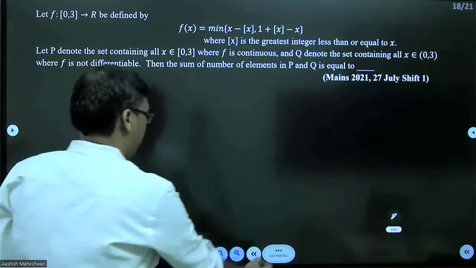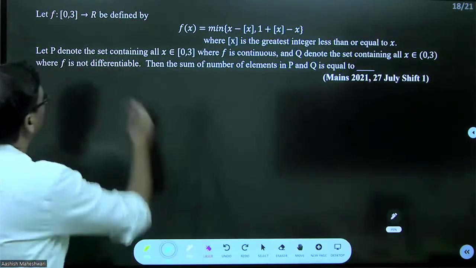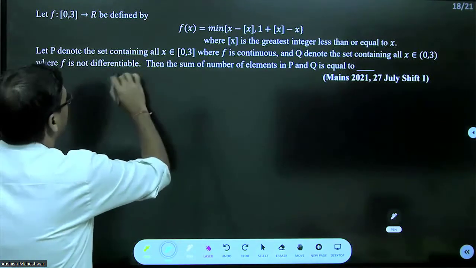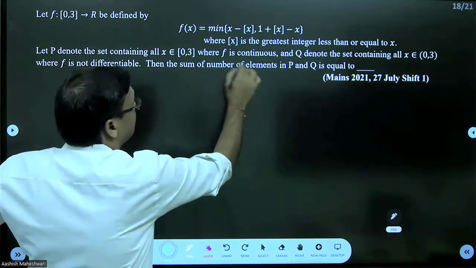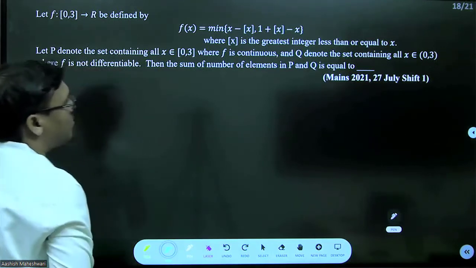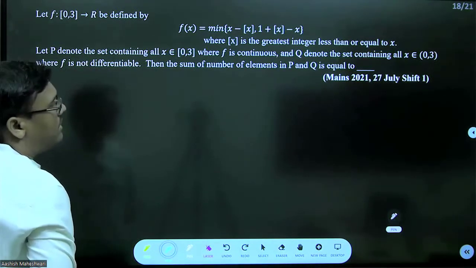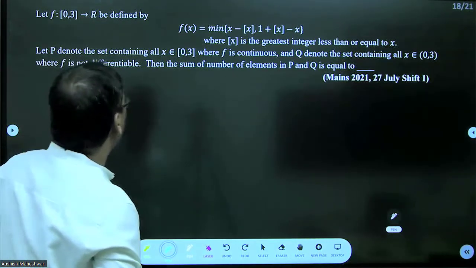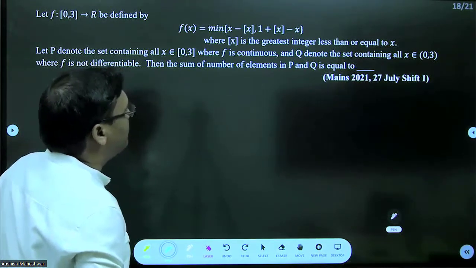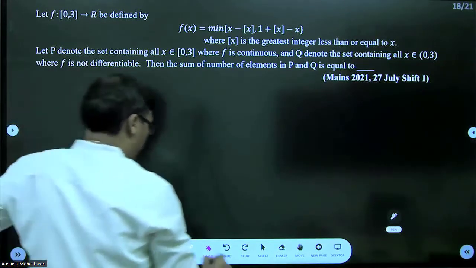Now next question is, let f be defined from 0 to 3. P denotes the set containing all the points in 0 to 3 where f is continuous, and Q is the set of points x belonging to 0 to 3 which are non-differentiable. Find the sum of the number of elements of P and Q.